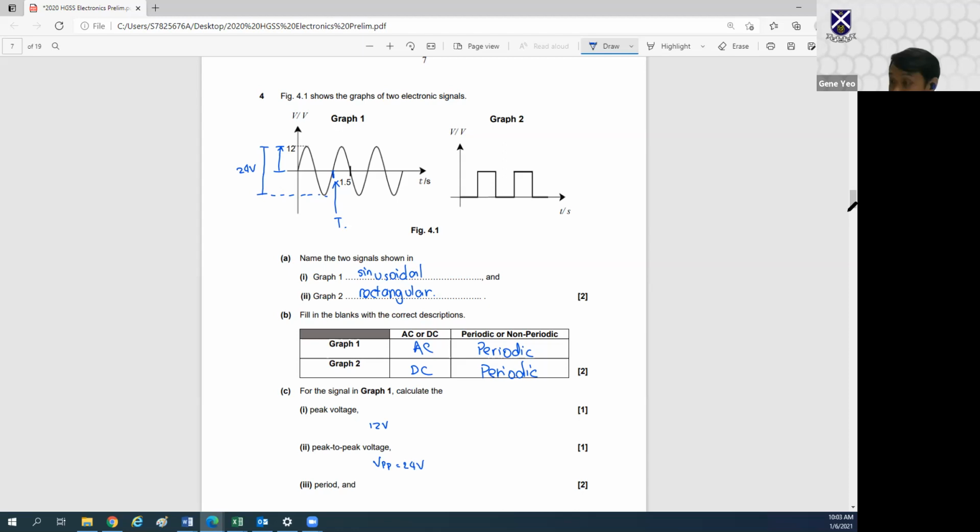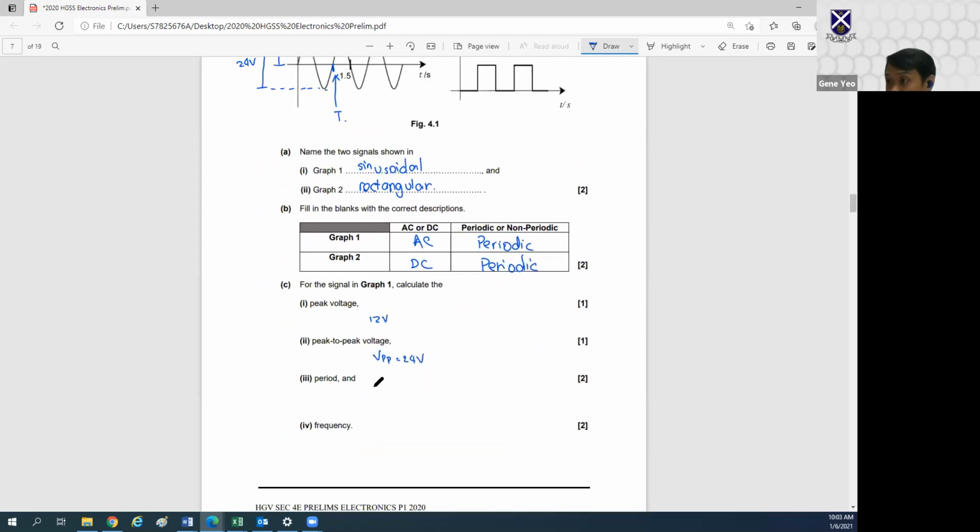1.5 waves is equivalent to 1.5 seconds. Therefore, the period, which is one wave, is 1 second. And the frequency formula is 1 over T, therefore it's 1 over 1, and you have 1 hertz.